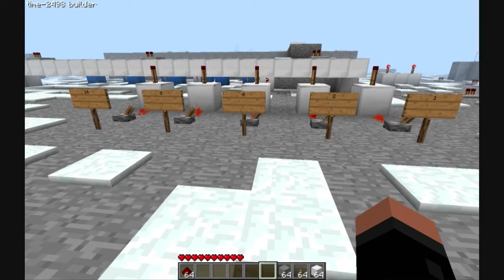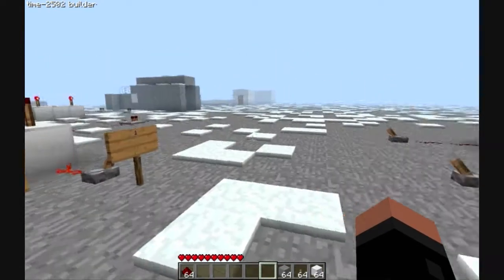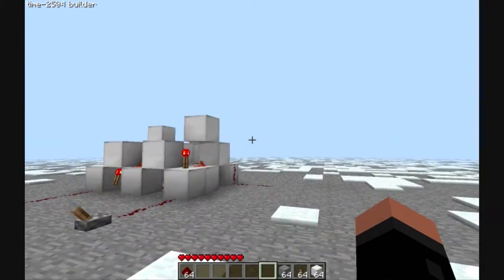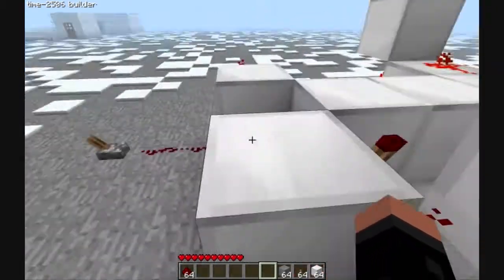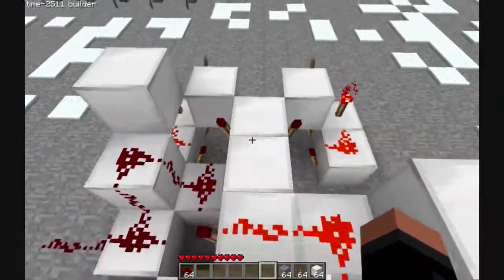That's a giant number in binary. But that's basically what I want to explain. So now let's move on to the tutorial. This Redstone Adder right here, as I said in the beginning, uses the binary system.